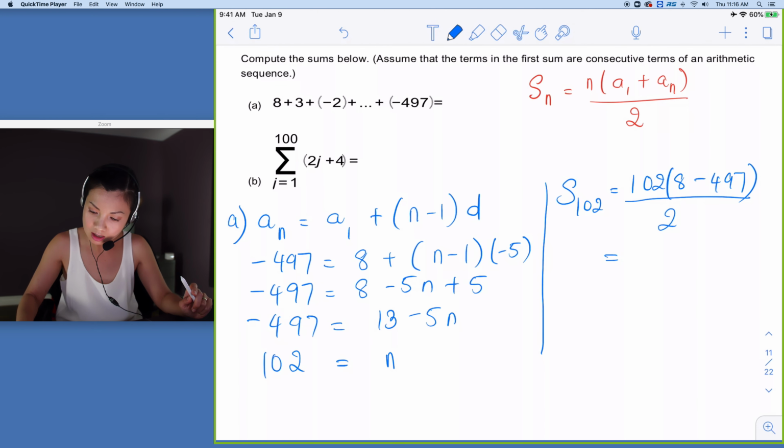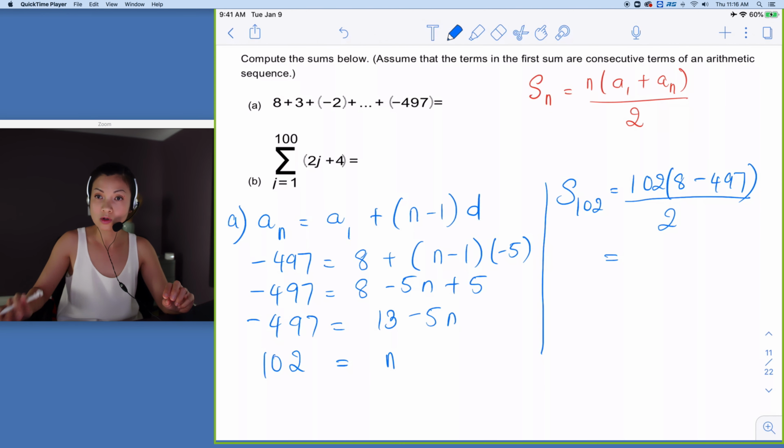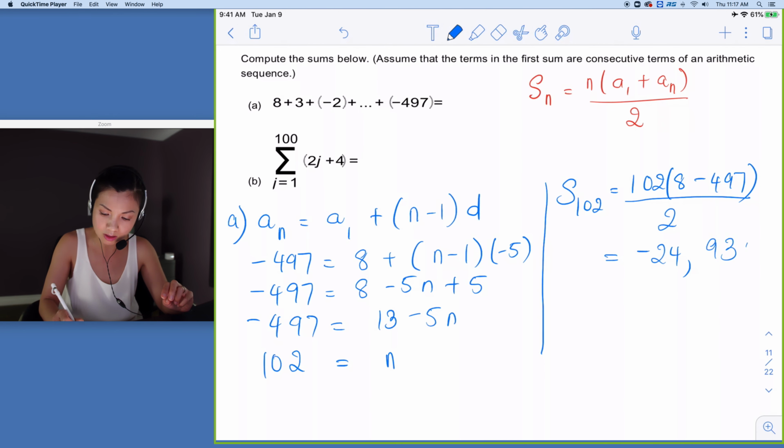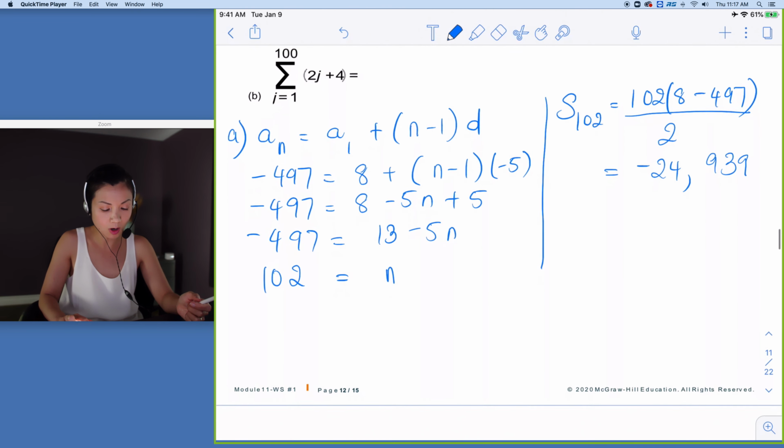So 8 minus 497 times 102 divided by 2. So the answer should be negative 24,939. And that's how you find part A.